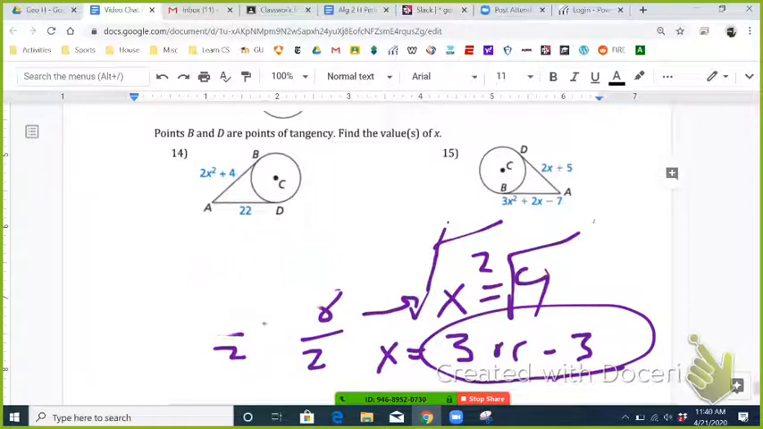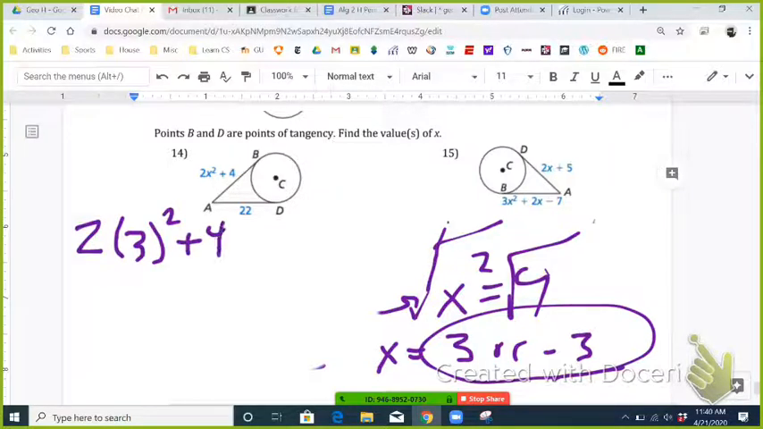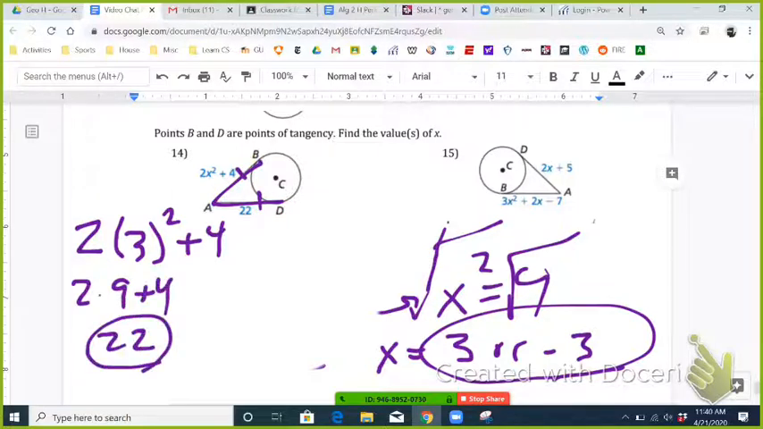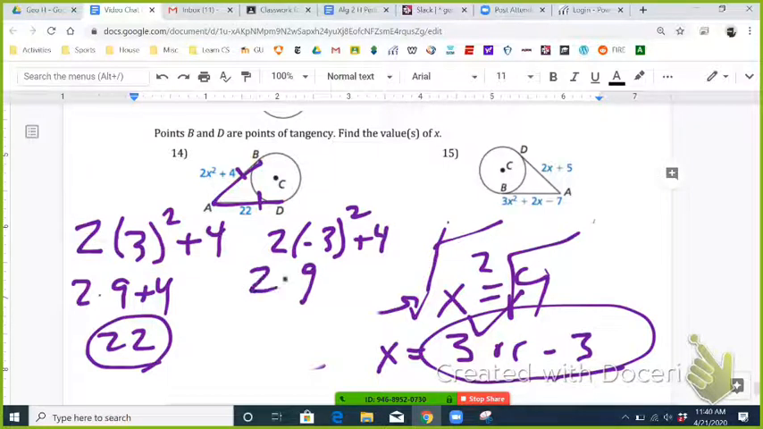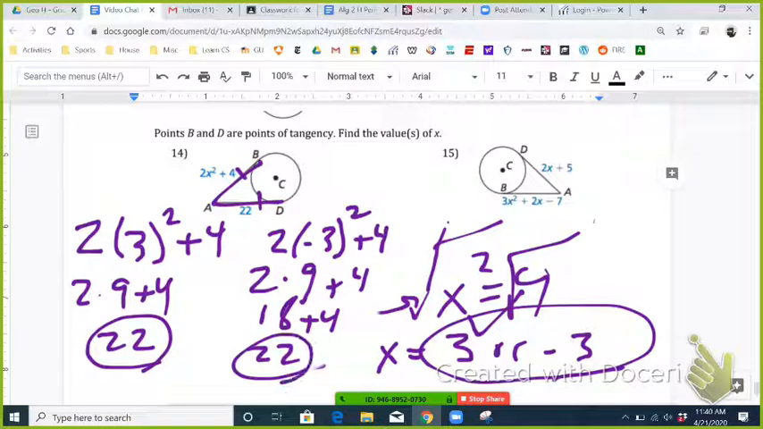Now if we plug it back in, if we take 2 times 3 squared plus 4, okay, if we check to see if that equals 22, because that's this side here, and they should be equal, you get 2 times 9 plus 4, which is 22. So that means 3 works. If you do the same thing with negative 3, it also works. Because negative 3 squared is still 9, positive 9, times 2 is 18, plus 4 is also 22. So that's why both of these answers work here, 3 or negative 3.